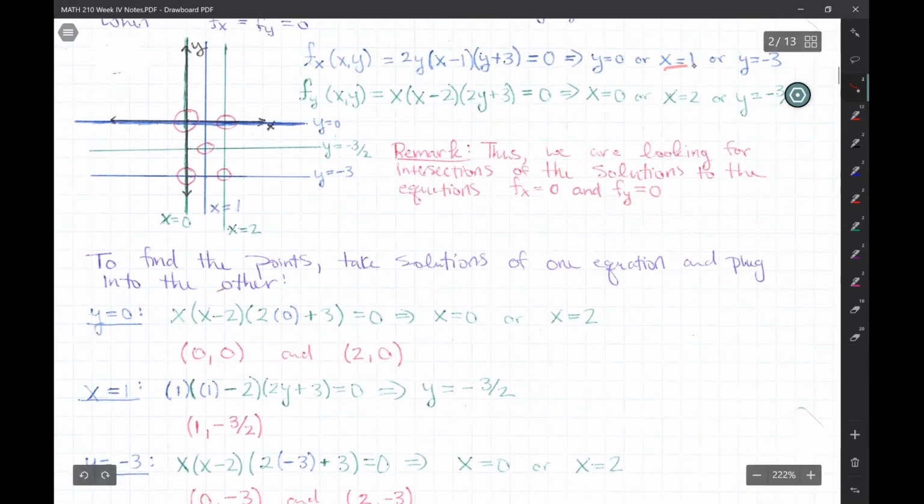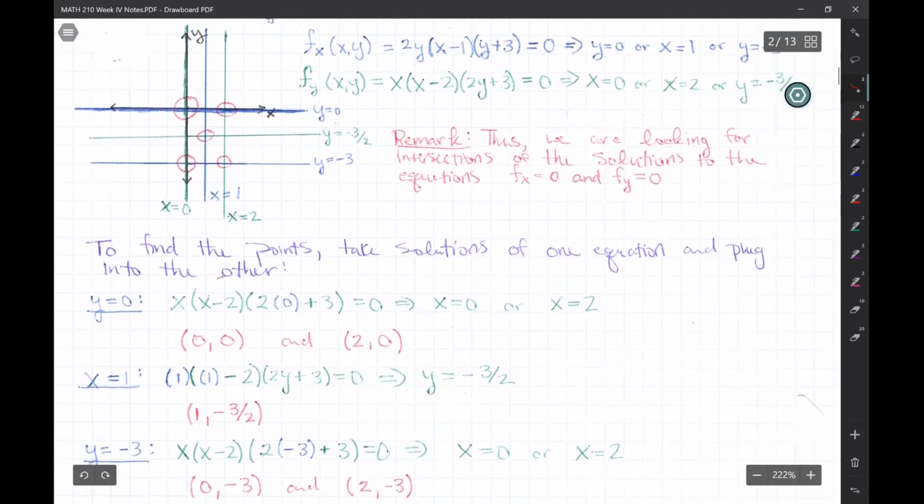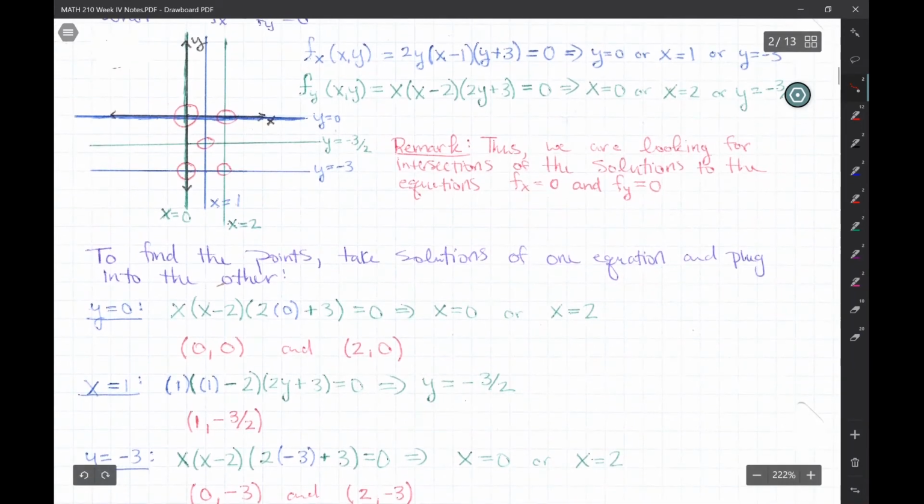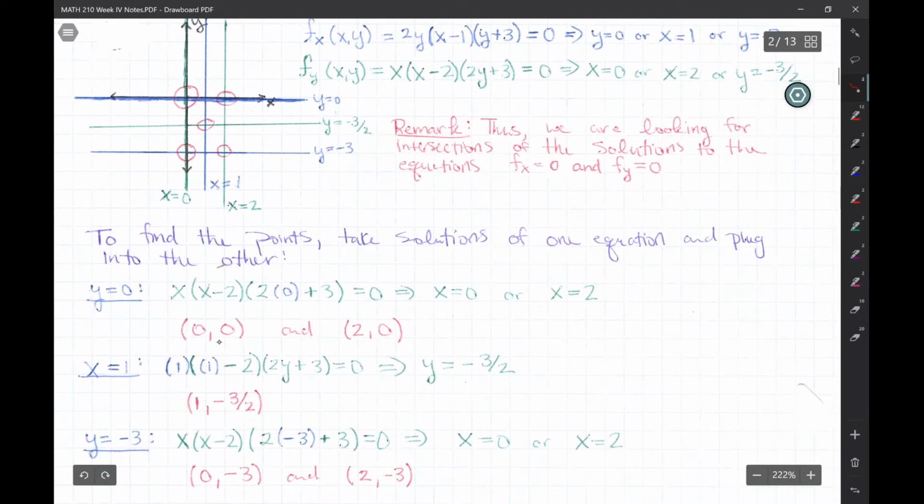Continuing on like this, let's take the x equals 1 solution for the partial derivative with respect to x equals 0 equation and plug it in. So here we have the 1 that corresponds to that x, and 1 corresponds to that x, and y is just left alone, and we have this equation. We solve and we get y equals minus 3 halves, and that gives us the critical point (1, minus 3 halves). Where did I get the 1? Well, that's where we started with the x equals 1 solution to the first equation.